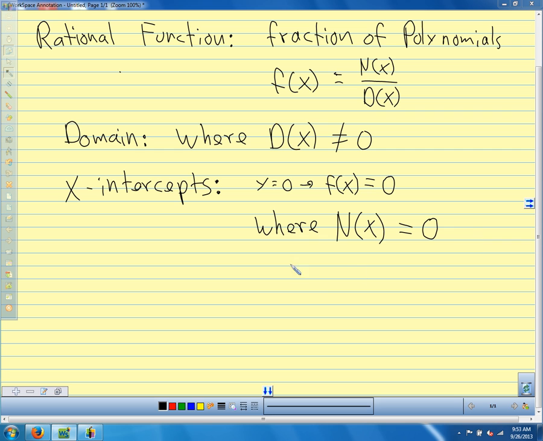What happens, going back to where we have a domain restriction, with the graph of a rational function? We've seen them before. What happens when we have a 0 in the denominator? What happens to the graph? What's that? No solution, it's undefined. So what does the graph do? What does it look like? There could be a hole. That's one thing that can happen. What else can happen?